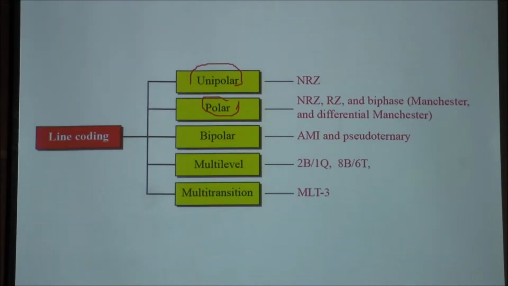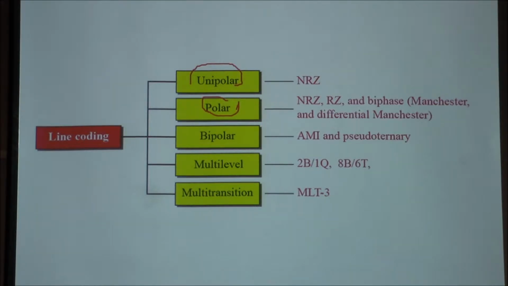So in the unipolar category, we will discuss non-return to zero. In the polar category, we will discuss a few techniques: non-return to zero, return to zero, Manchester, and differential Manchester encoding. So there are four different techniques in the polar category. In the bipolar category, we will discuss AMI and Zeedu ternary techniques. We'll discuss two techniques. For the multi-level, we will discuss the 2P, 1Q, and 8B, 6T techniques.